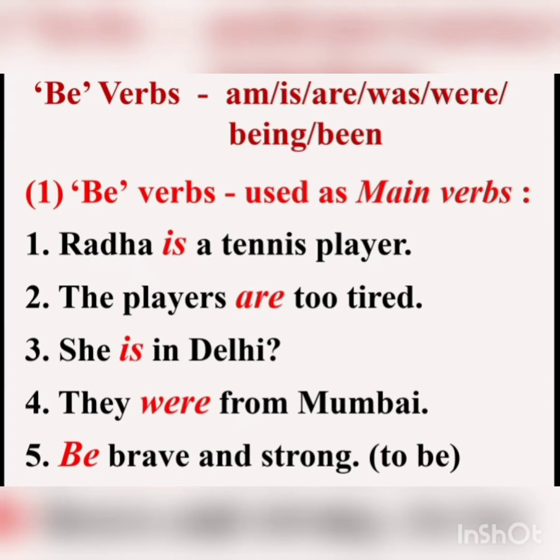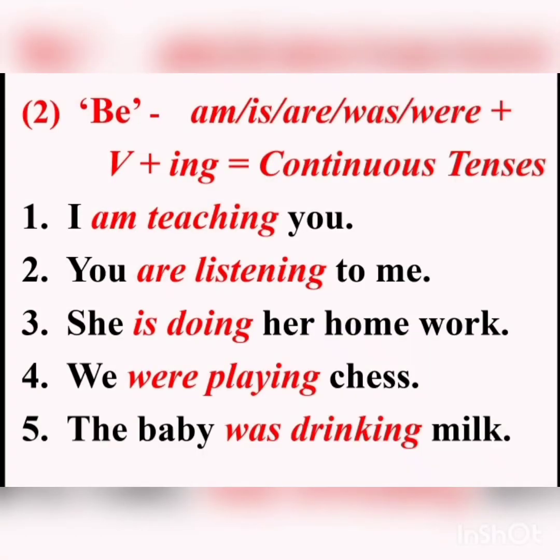She is in Delhi. It shows where a particular person is. They were from Mumbai. They came from Mumbai. That's the meaning of it. Be brave and strong. Here be is an auxiliary verb which is used in the sense of imperative. To be, you have to be brave and strong.